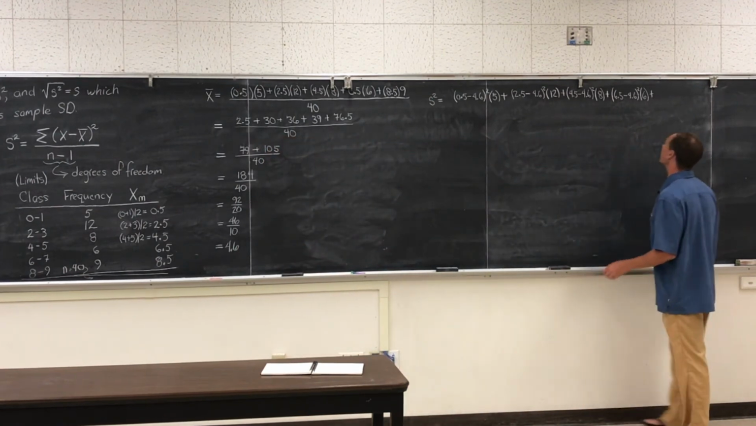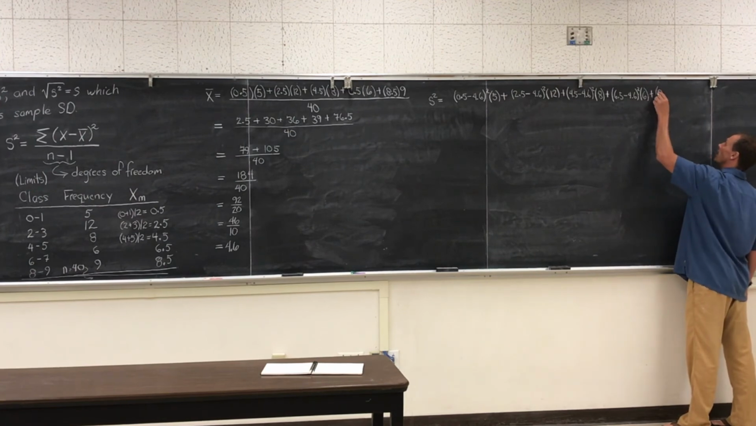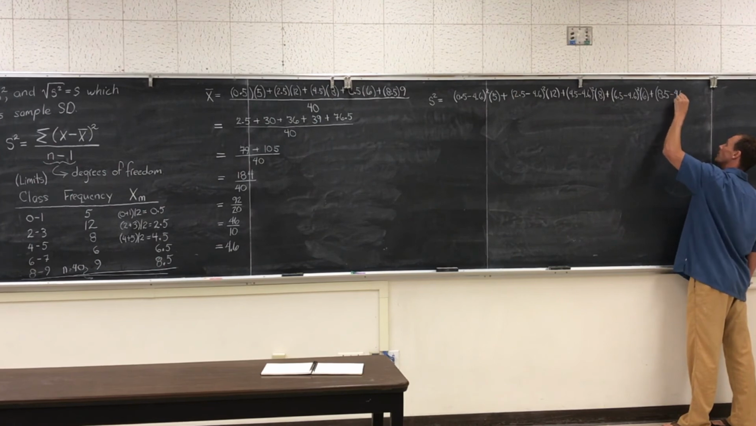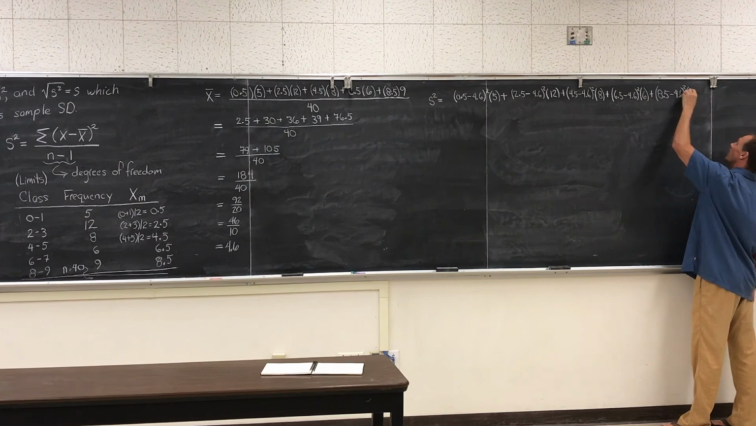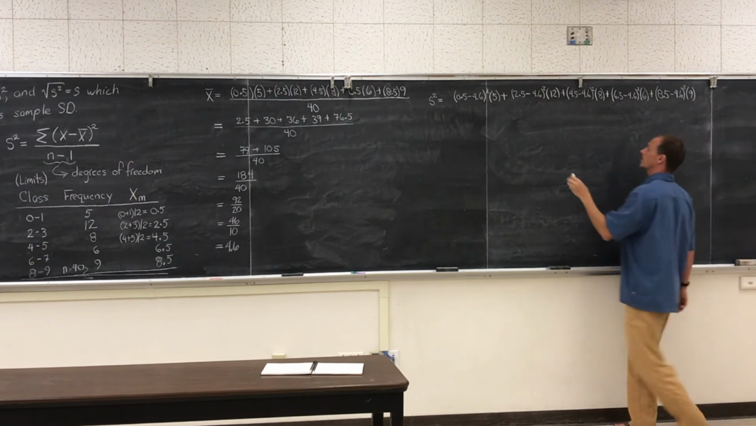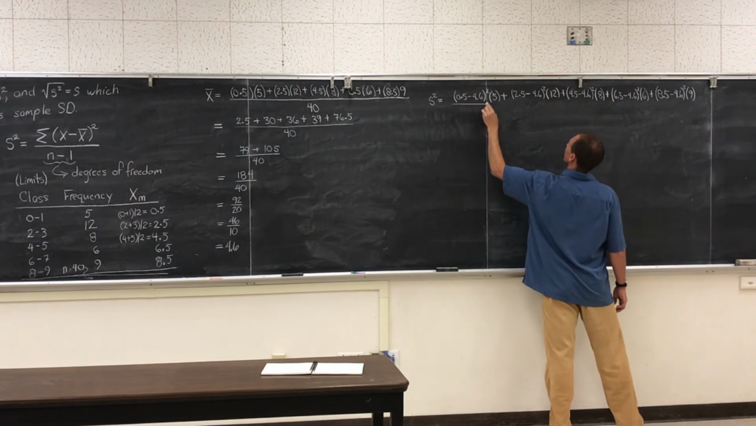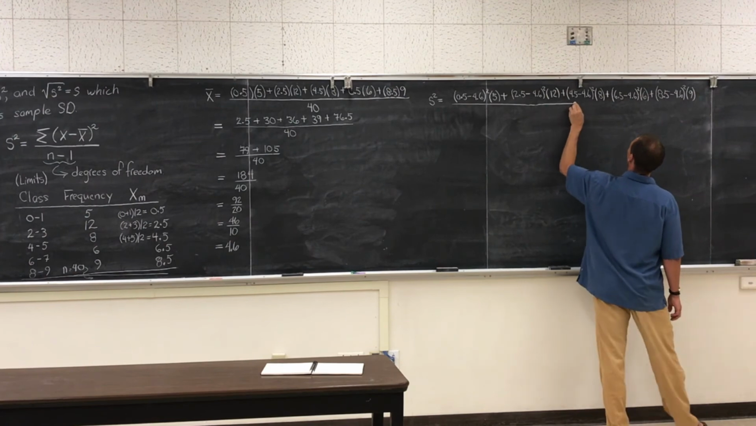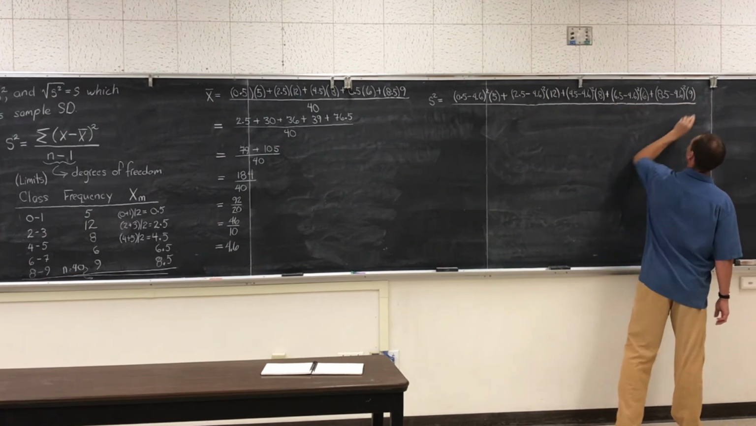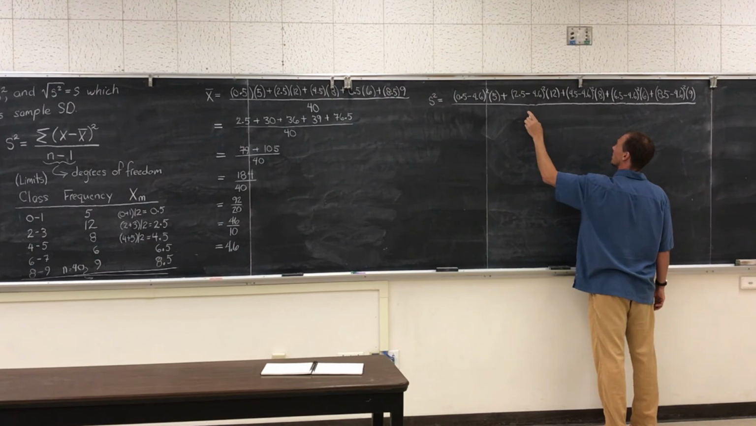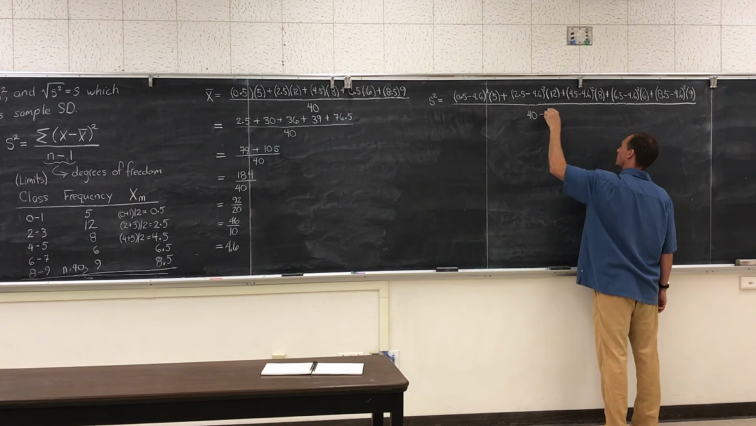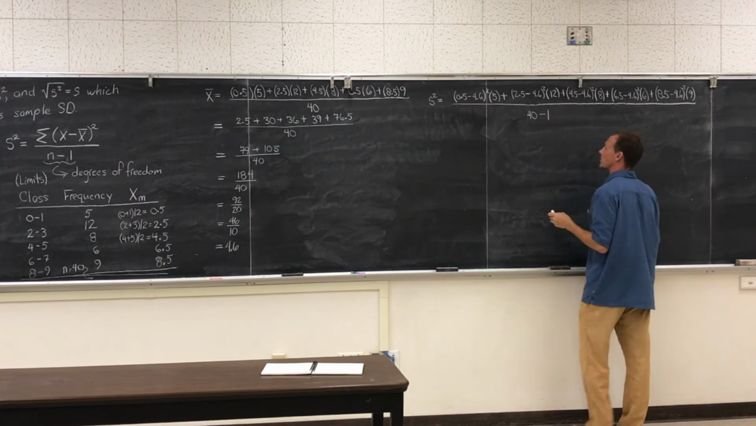So, coming all the way over, we have our 8.5s minus the 4.6s squared times what? Times 9. Now, we're going to take and add all of that, and we're going to divide it by, and this time, remember, it's not just the number of data, it's the number of data minus 1. So that's really going to be a 39.